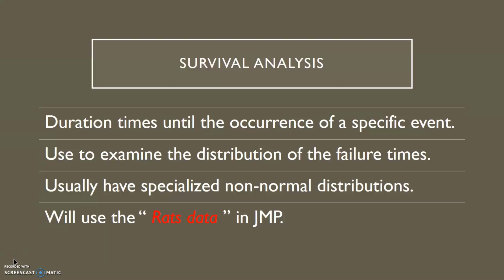Alright, so next we have survival analysis. Survival analysis is basically the duration of time until the occurrence of a specific event. So we use this to examine the distribution of failure times. And these usually have specialized non-normal distributions, like your exponential or your Weibull distribution. And then we'll be using the rat data in JMP to show how you can create a survival analysis and then analyze the report.